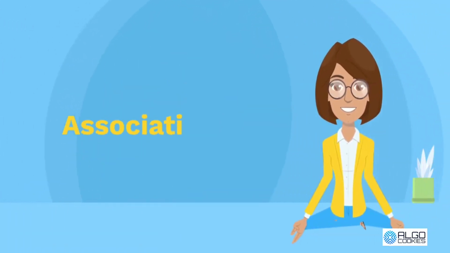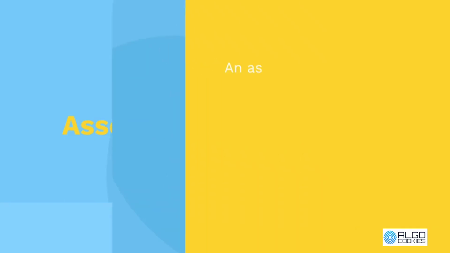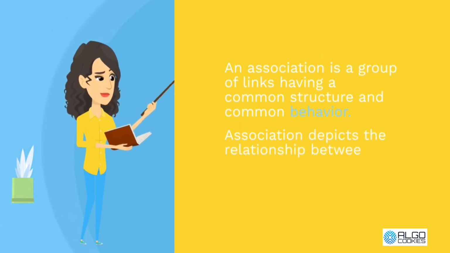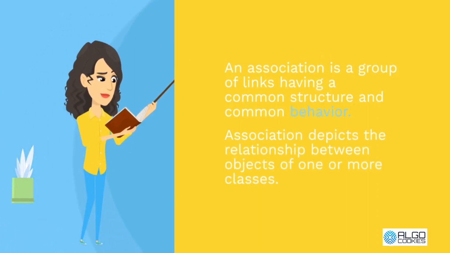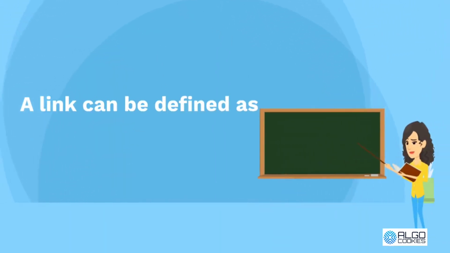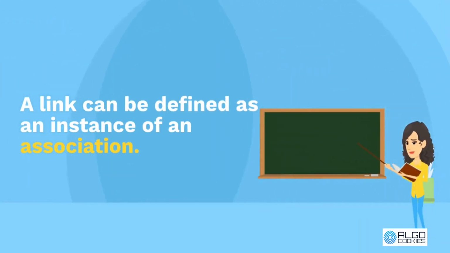Association. An association is a group of links having a common structure and common behavior. Association depicts the relationship between objects of one or more classes. A link can be defined as an instance of an association.